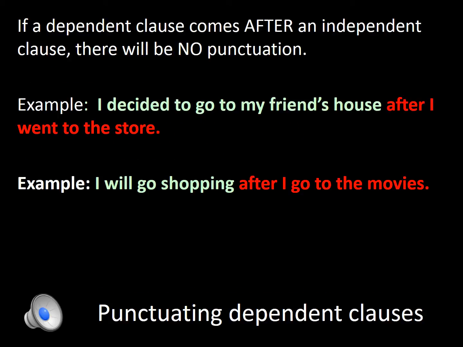So on this slide, we have the opposite situation. If a dependent clause is coming after an independent clause, there will not be any punctuation. We pretty much have the exact same sentence as in our first example, except the clauses are switched. "I decided to go to my friend's house after I went to the store." Anytime the dependent clause is coming after the independent clause, there is no need for any punctuation, so there will not be a comma. So always remember, if the dependent clause is coming first, you will always put the comma. If the dependent clause is coming second, there is no comma.